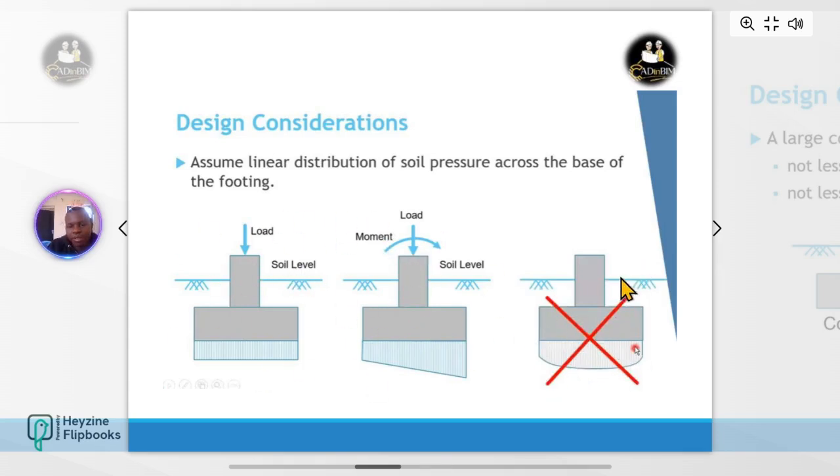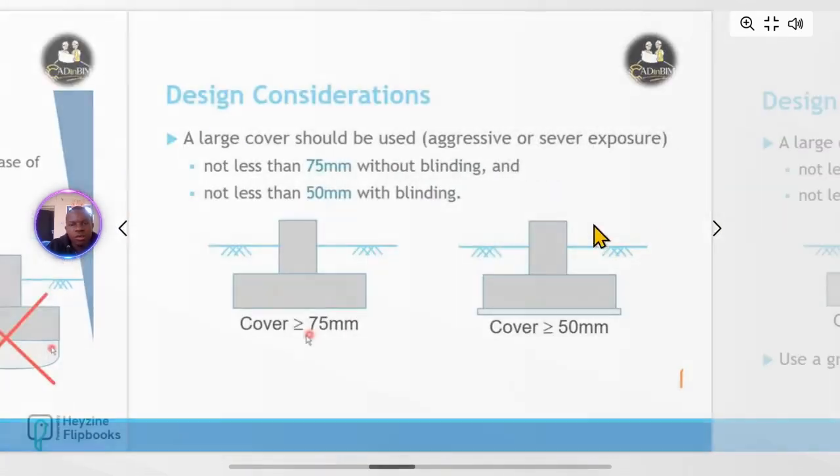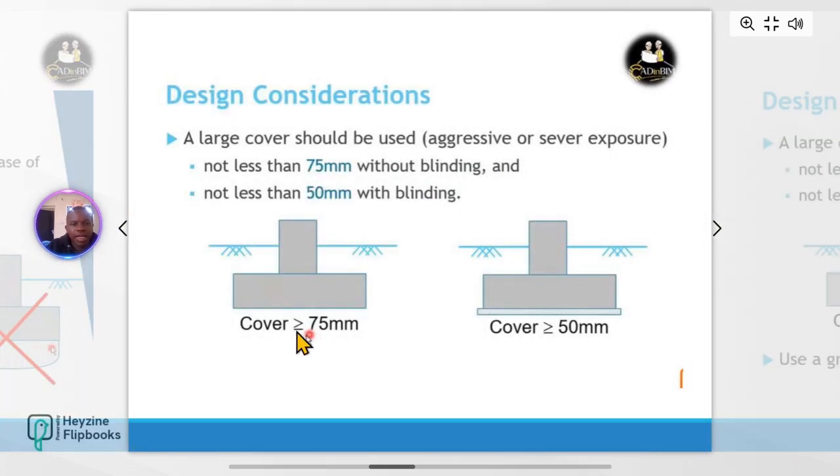However, in a real example, this is how pad foundation pressure is usually exerted, but you don't assume this shape because it will not be practical in calculating. It will be very complicated in designing. So we just assume these two, and this is what we work with. Having said that, for the cover, because of the adverse conditions under the soil, we can use 75 mm when we haven't done blinding. But if you do blinding for your excavated foundations, then you can use a cover of not less than 50 mm.